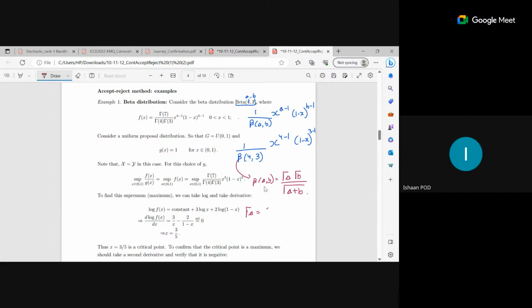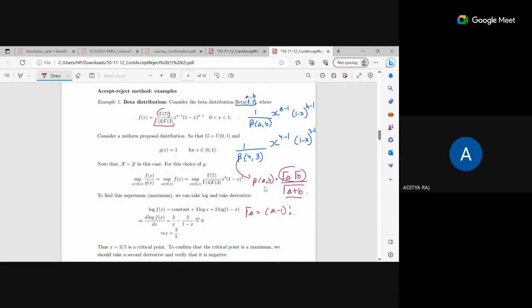So here A is 4, right? You can see that it was 1 over beta, so this thing comes in the denominator over here. Gamma 4, gamma 3 comes in the numerator, and their sum in the denominator. Okay, sir. Gamma, I will look for it.